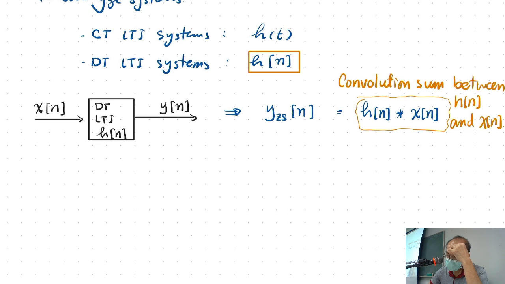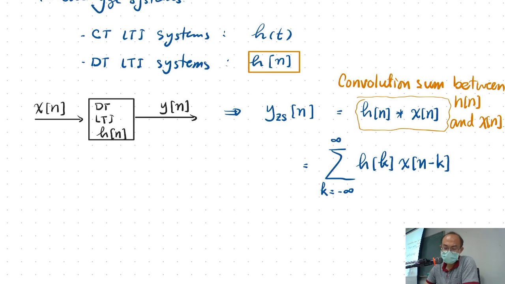Now, the convolution sum operation is actually a summation that goes from k equal negative infinity to infinity of h of k and x of n minus k. So this is a rather complicated sum, but I will show you shortly how to do this sum given h and x.